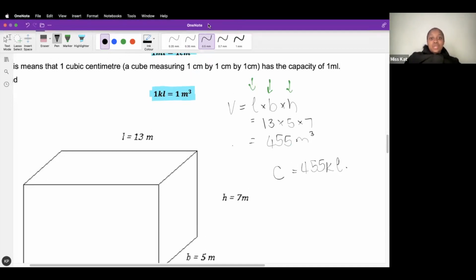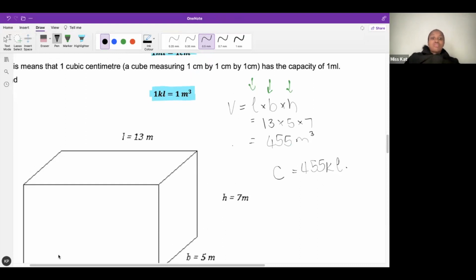Volume and capacity. Do we understand the difference? Do we understand the conversion? Are we good? Nice, Narisha. I'm glad you can see now. Let's have a thumbs up, thumbs down, fire around quickly.